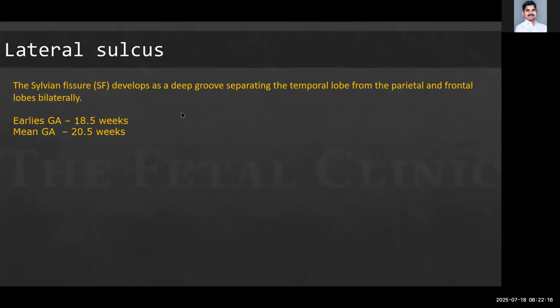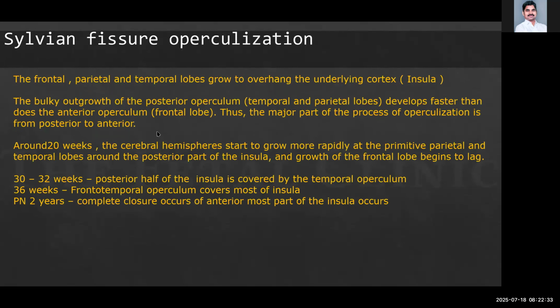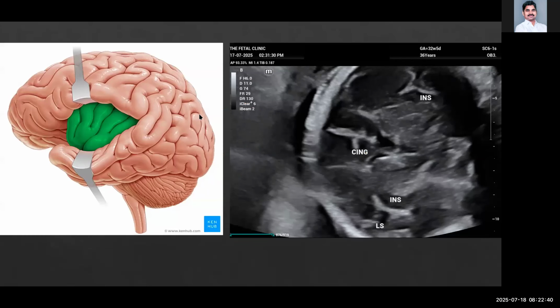Coming on to the lateral sulcus, Sylvian fissure develops as a deep groove separating the temporal lobe from the parietal lobe and the frontal lobes bilaterally. The mean gestational age where lateral sulcus is visualized is at 20 weeks gestation. Operculization is the term specific for Sylvian fissure development. This is the insular cortex. This insular cortex will be initially exposed in the early gestation.